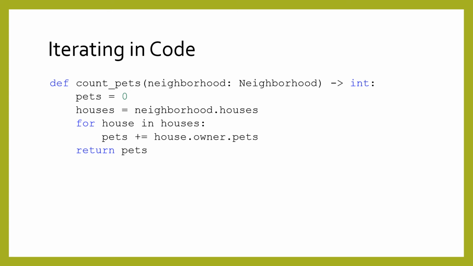Here is an example function that counts the number of pets across all the neighborhoods. Notice that we have extracted the neighborhood.houses expression to a temporary variable first. We could have used the expression directly in the loop, if we had wanted to. We could also have broken up the house.owner.pets expression with some temporary variables. And we could have made a helper function to help count the number of pets in an individual neighborhood.